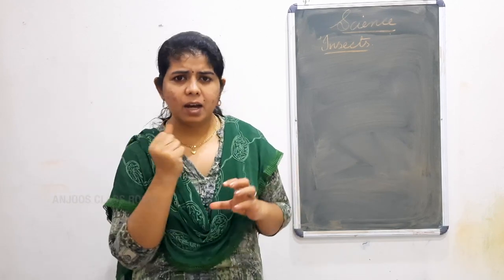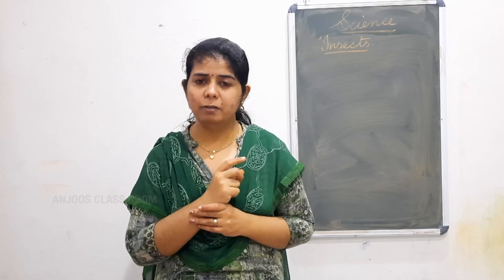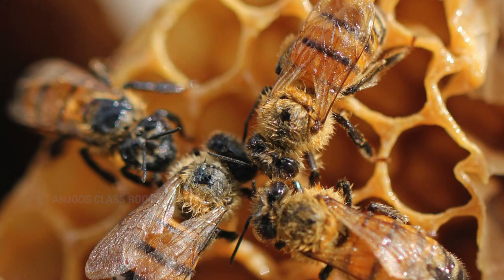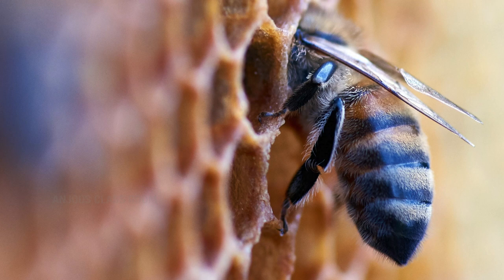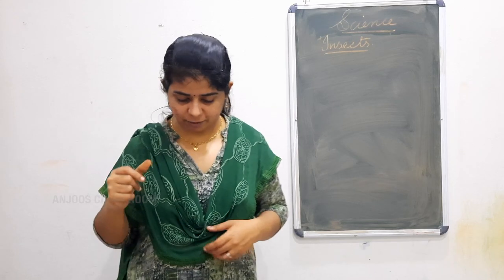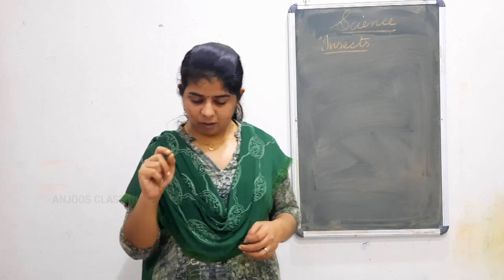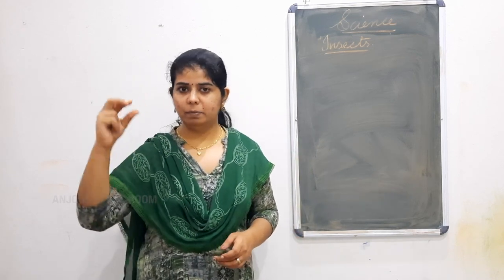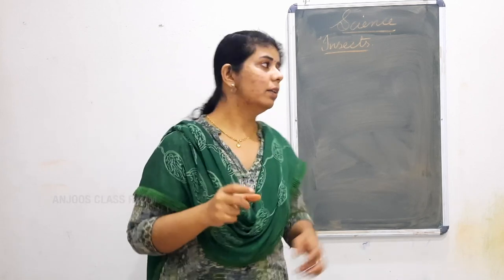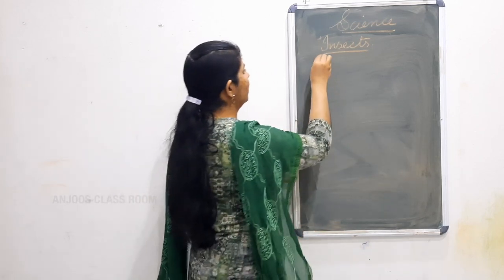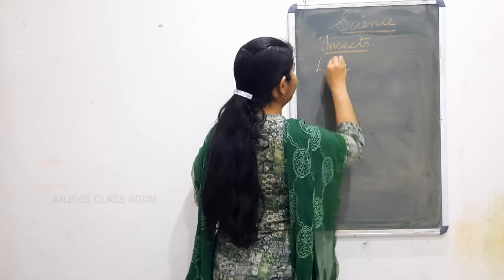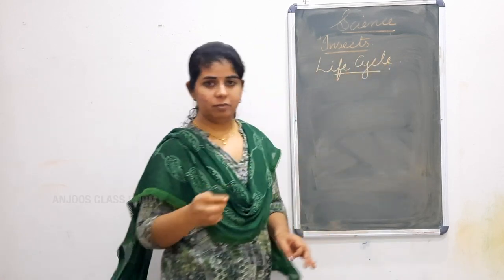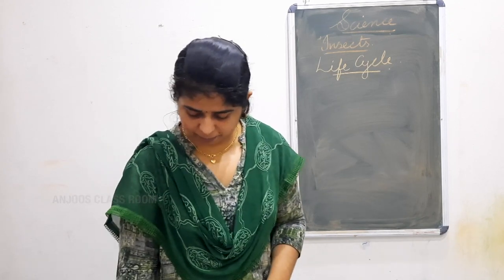Now, have you seen a honeybee? Where does the honeybee live? It lives in the comb, their house, called the honeybee comb. There are different stages, different steps in how the honeybee becomes a honeybee. That is called the life cycle. We are going to see the life cycle of the honeybee. This is given in your textbook.